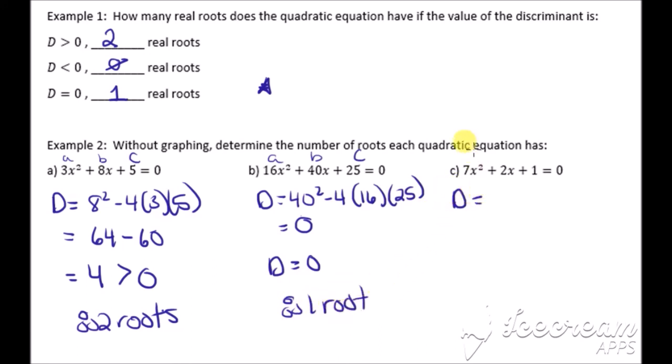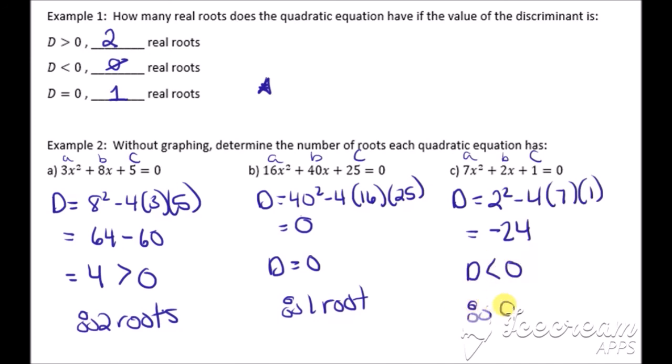Okay, and the last one. D equals, we have a, b, and c. B squared minus 4ac. So this is 4 minus 28. So I get negative 24. Can we root a negative number? Nope. So D is less than 0, therefore 0 roots.